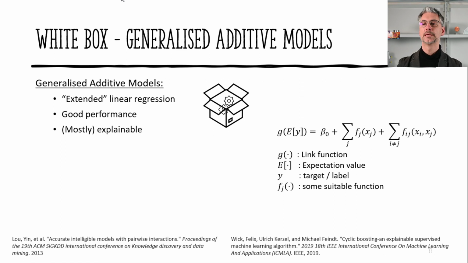What we can do is move to so-called generalized additive models. They are sort of, if you want, an extension to linear regression. They tend to have good performance and they are almost as explainable. As you can see, the formula for such a generalized additive model very much resembles linear regression, but it's slightly more complicated. So we don't work on the target variable y directly, we use the expectation value for it, and we also modify it with a so-called link function, so we move it to a different space.